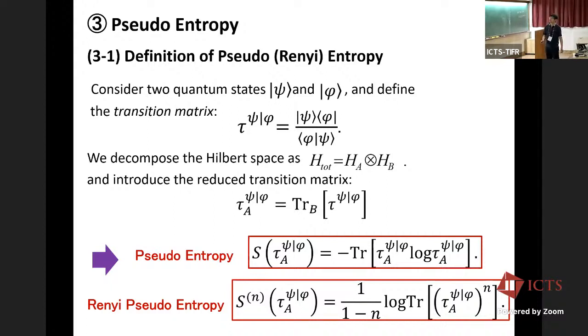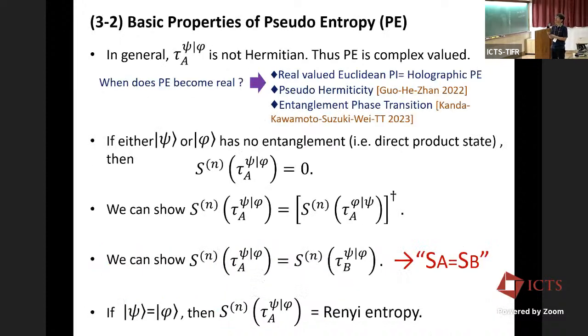We can also easily generalize to the Rényi version. This is quite useful to calculate this quantity with the replica trick. You can take the n goes to 1 limit, which basically leads to this formula. Now, let me list some basic properties of this quantity. In general, this reduced transition matrix is not Hermitian, so this quantity is complex valued in general. There is an imaginary part in general.